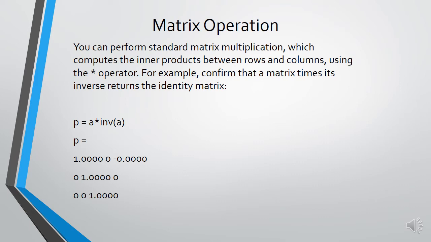Inner products and some of the standard matrix multiplication can be performed using the asterisk or the star, which denotes multiplication. Like in this case, we want to create a product of A times its inverse, which gives us an identity matrix. May you go ahead and carry out that example on your matrix A.